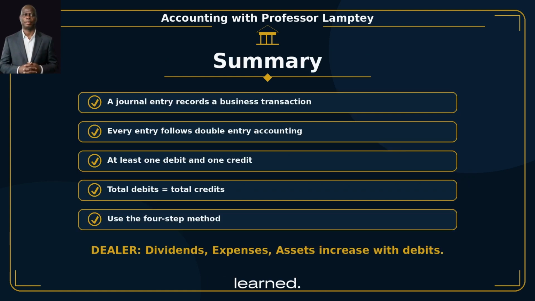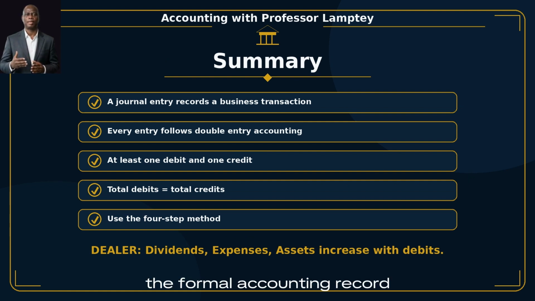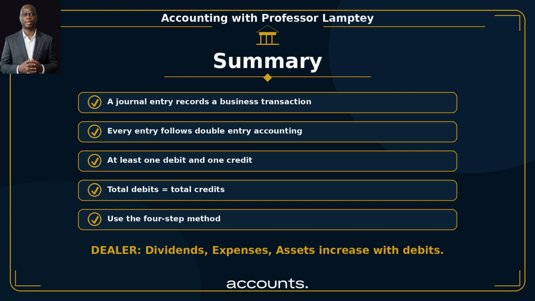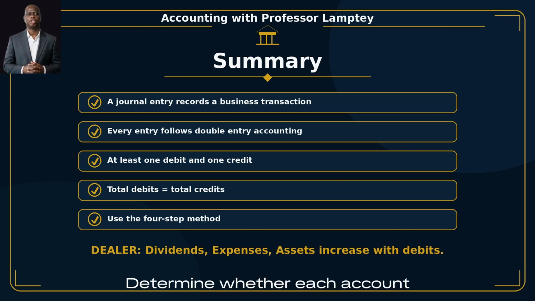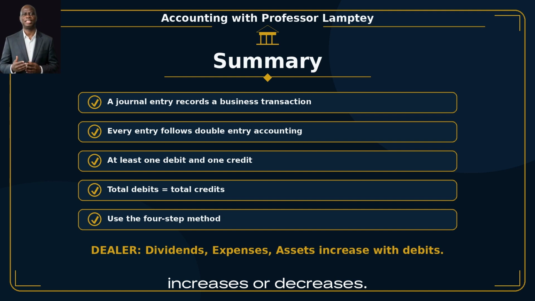Let's summarize what we learned. A journal entry is the formal accounting record of a business transaction. Every journal entry must follow double entry accounting. That means every transaction affects at least two accounts. Every journal entry has at least one debit and at least one credit. And total debits must always equal total credits. To prepare a journal entry, use the four-step method. Identify the accounts affected. Classify each account. Determine whether each account increases or decreases. Apply the debit and credit rule.